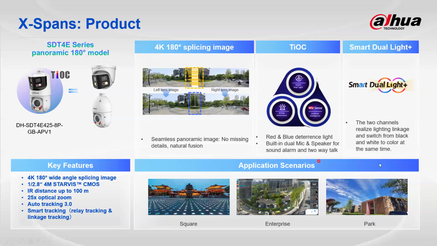So at the bottom here again, we have the different application scenarios areas such as the squares, the enterprises, and the parks as well. So the bigger the product, the better when it comes to having a wider environment for monitoring, such as the squares. So this square is basically going to be fully covered because of this 180 splicing of the image brought about by these two dual lens camera lenses here. The enterprises as well, where we have, for example, a large environment for monitoring, this still can be applicable. Same case with the parks.